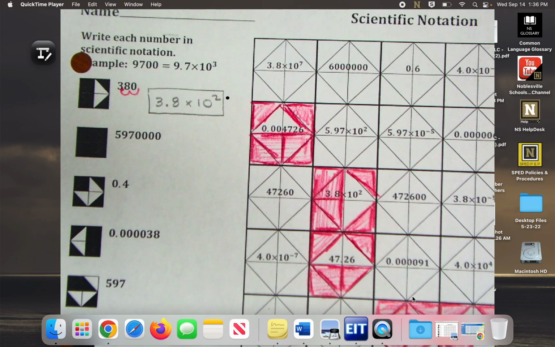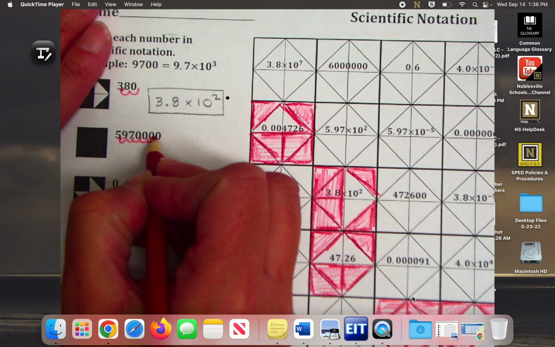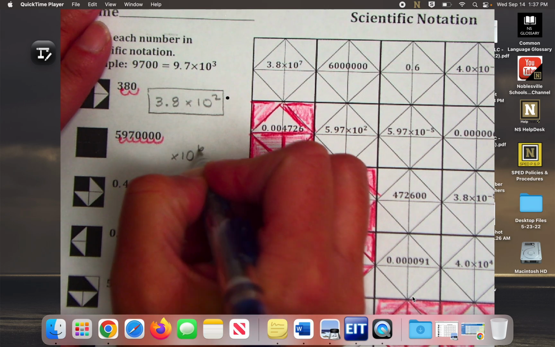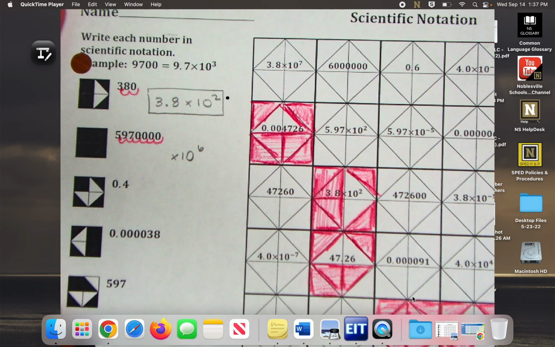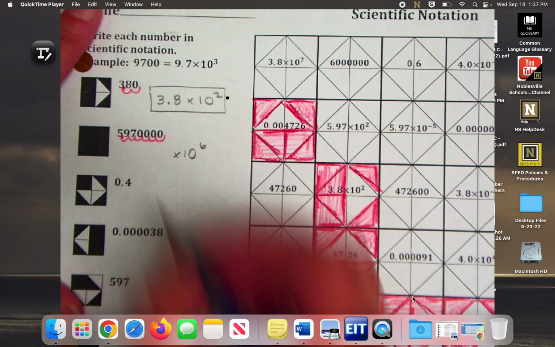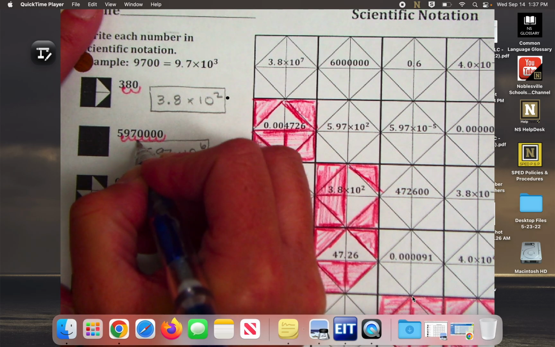Okay, Stephanie, where will the decimal go for this next number? It's one of those large values. So where will I put the decimal to get started? Sure is. Put my decimal here. 1, 2, 3, 4, 5, 6 loops to the right. What will the scientific notation be? Emma? 5.97 times 10 to the 6th. Thank you.